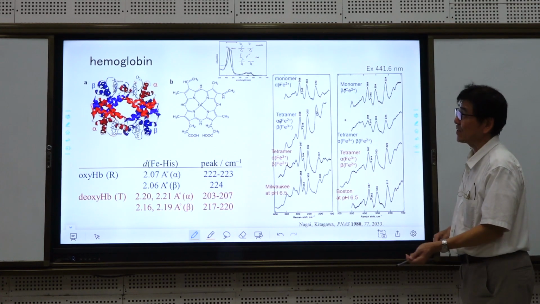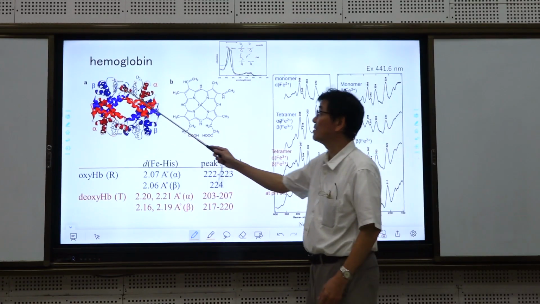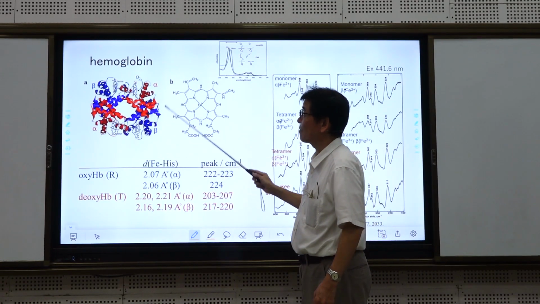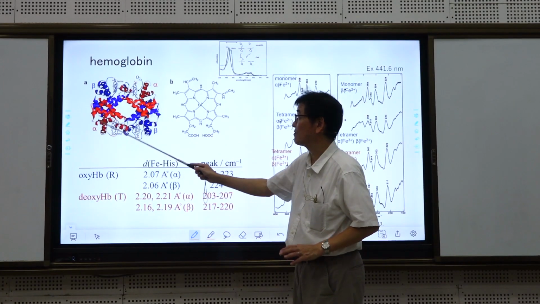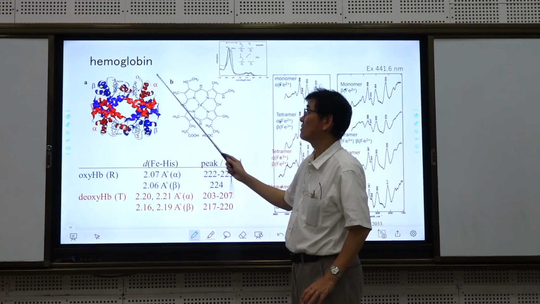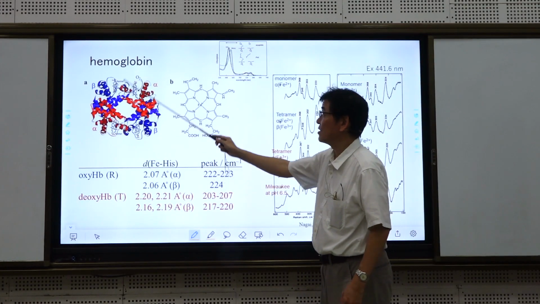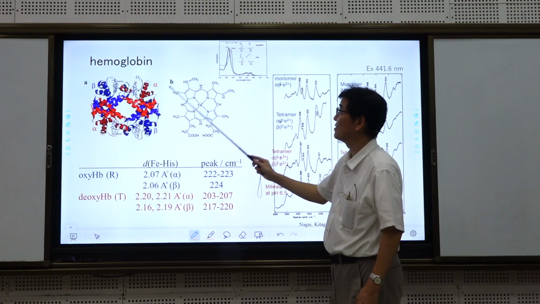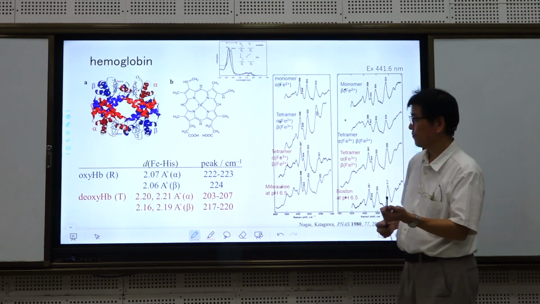So I introduce one example about hemoglobin. The hemoglobin structure is here, and it consists of 4 subunits, so-called alpha 1, beta 1, alpha 2, beta 2. And each subunit contains heme. So there are 4 heme rings.